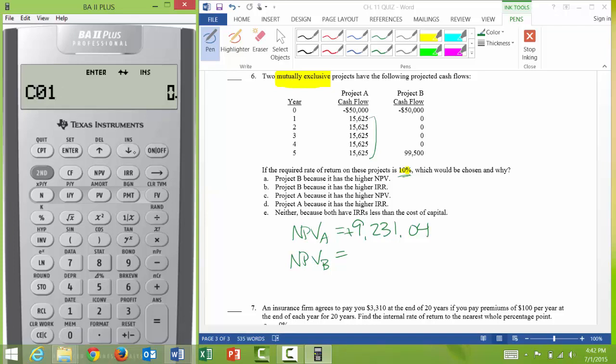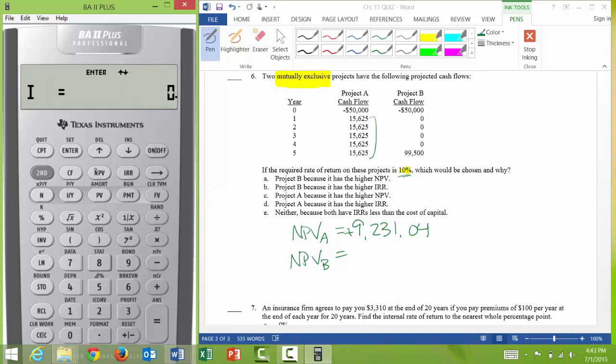And then all the cash flows are 0 except for 5, so I'm just going to keep going down. Okay, so I have to actually enter the zeros. So cash flow 1 is 0, hit enter. Cash flow 2 is 0, and I'll hit enter. Cash flow 3 is 0, and I'll hit enter. Cash flow 4 is 0, and I'll hit enter. And then cash flow 5 is $99,500, and I'll hit enter.